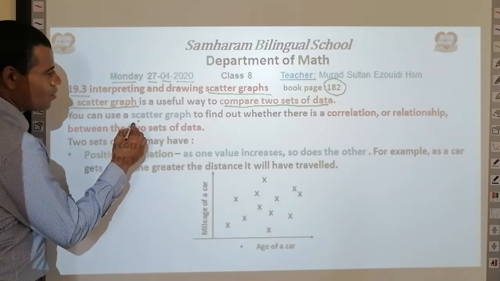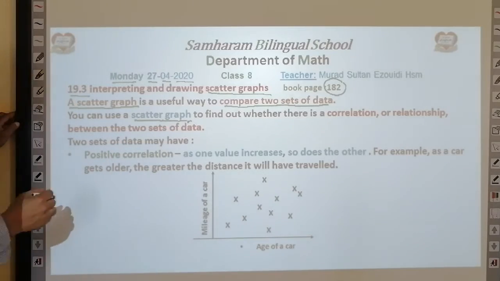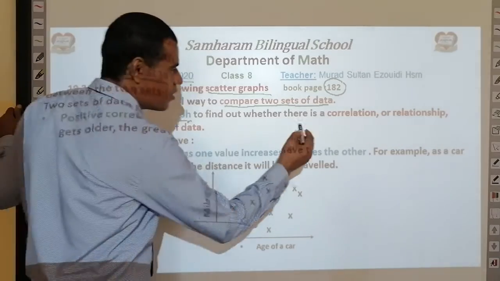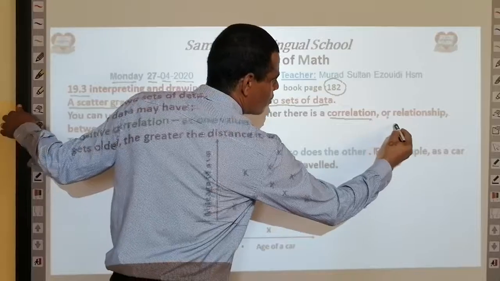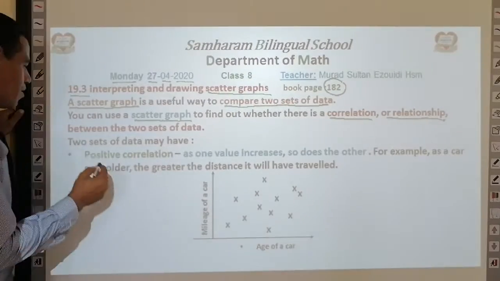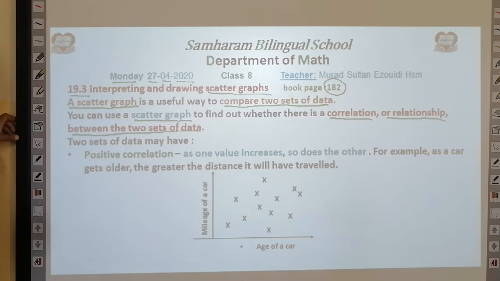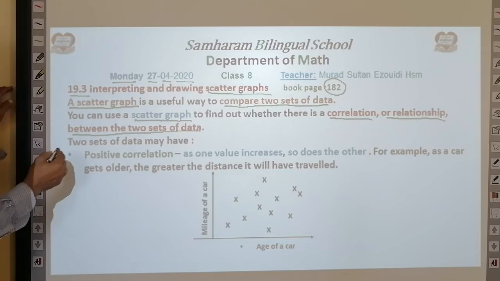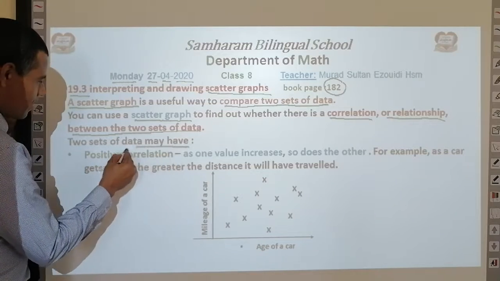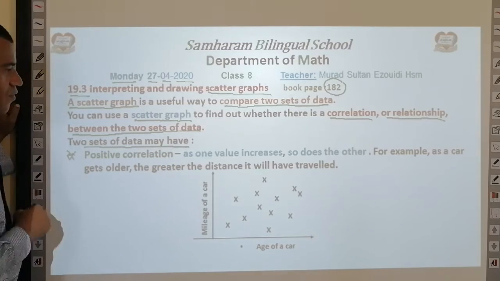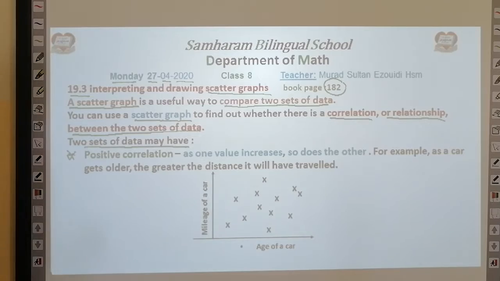You can also use the scatter graph to find out whether there is a correlation or relationship between the two sets of data. The purpose of drawing the scatter diagram is to check if there is a correlation between these two sets of data. Two sets of data may have positive correlation. What does that mean?